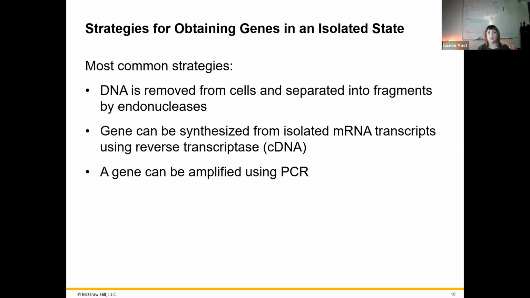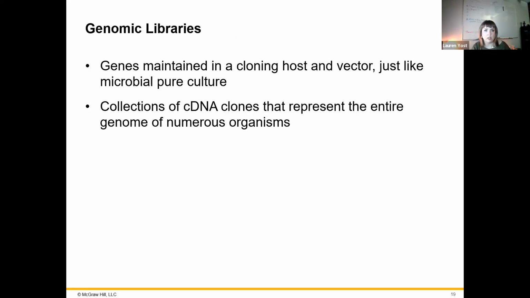DNA can be removed from cells and separated into fragments by endonucleases, and then messenger RNA transcripts can be synthesized. Okay, we've already talked about that. So basically the common strategies, which I think we already mentioned: cutting things up using enzymes, making copies of a messenger RNA into cloned DNA and putting that into other vectors. And then we also have genes being amplified by PCR so that we can increase the amount of DNA that we have to work with.